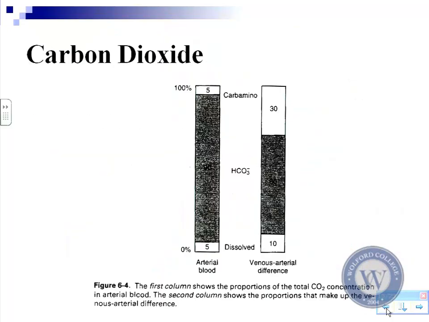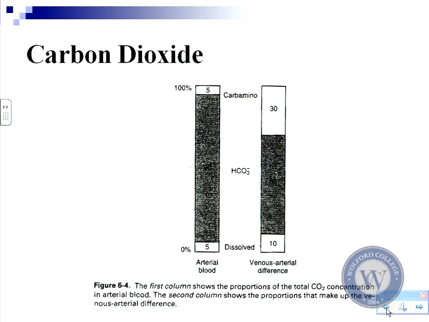Okay? So when you look at carbon dioxide, this is a really important little drawing. On the arterial side, very little of it is dissolved, only 5%. The majority of the carbon dioxide in your blood is bicarbonate, and the bound portion on your arterial side is carboamino groups, which is basically a protein combination with your CO2. Kind of makes sense, right?